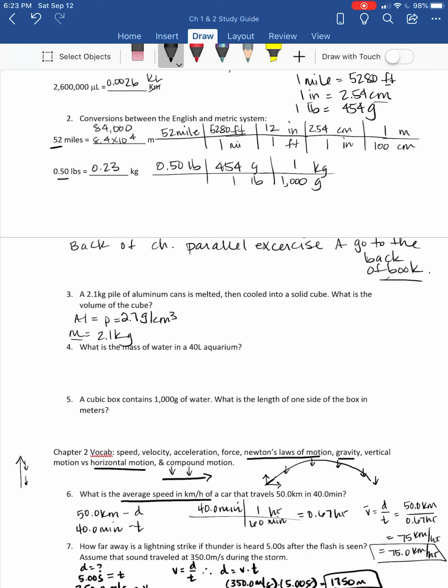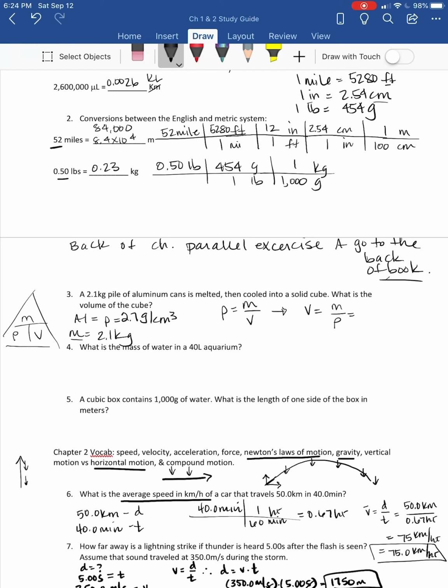All right, so if you look at your density equation, density is equal to mass divided by volume. And this wants us to find volume. So if you remember that triangle thing, volume was like this. Okay, so it's on the bottom right. So volume is equal to mass divided by density.